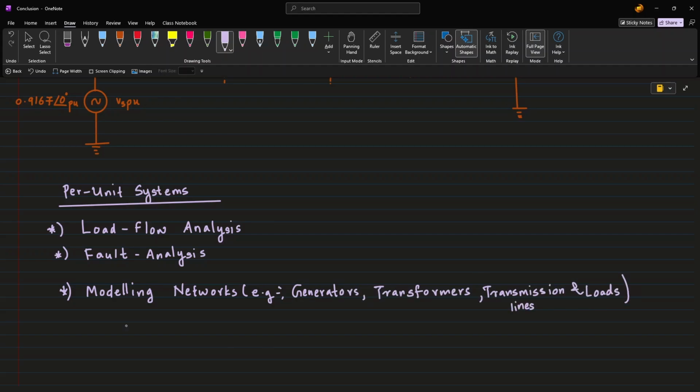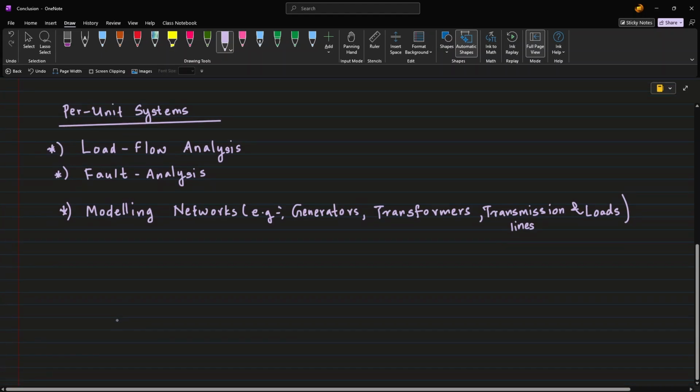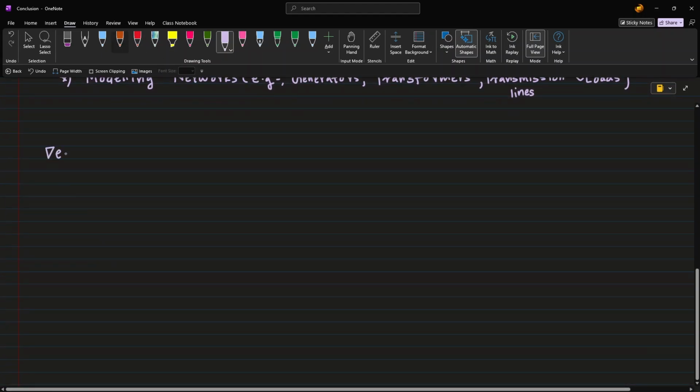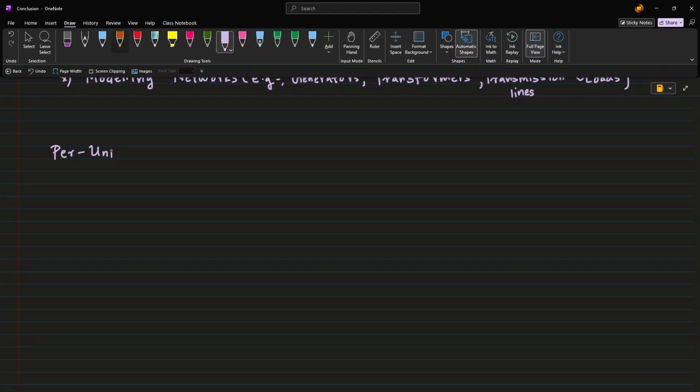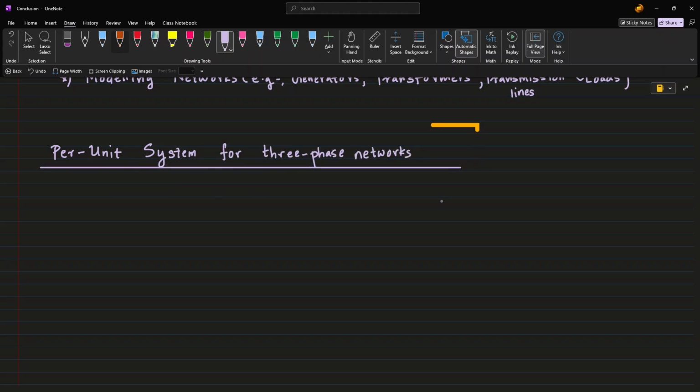In the next lecture, we will extend these same principles to the three phase power systems. You will see how the per unit system provides a consistent framework for analyzing three phase networks and how it significantly simplifies calculations that would otherwise be much more involved.